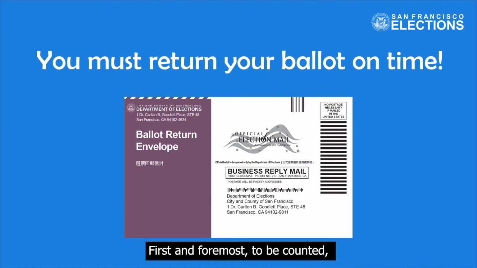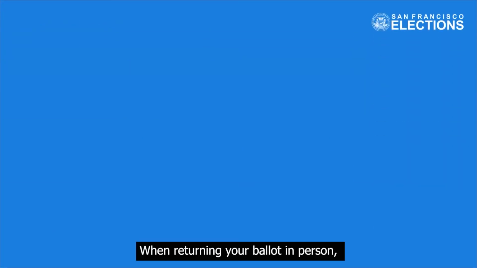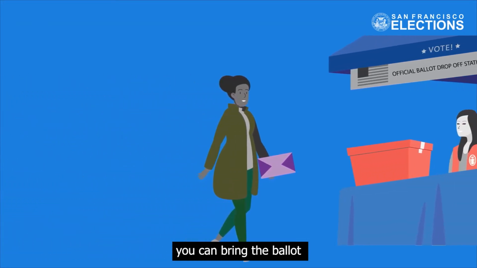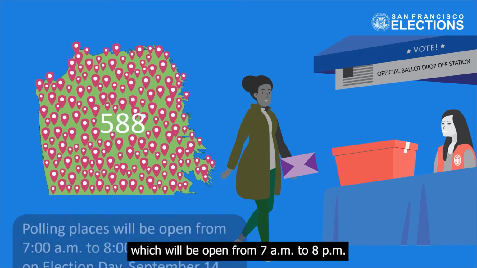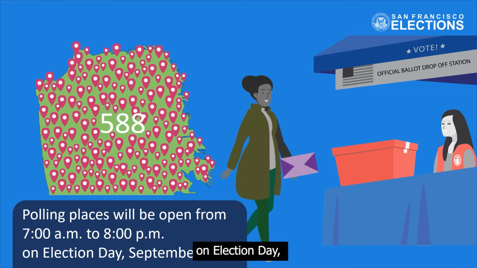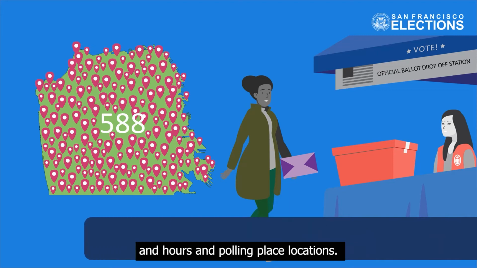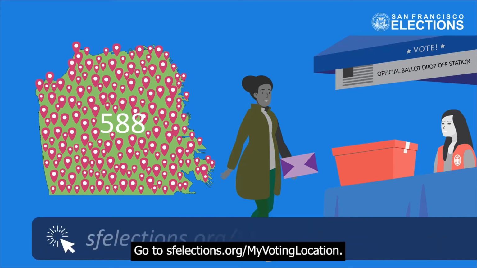First and foremost, to be counted, you must return your ballot on time. When returning your ballot by mail, make sure your ballot envelope is postmarked on or before September 14th. When returning your ballot in person, you can bring the ballot envelope to any ballot drop-off station before or on Election Day, or to one of the city's 588 polling places, which will be open from 7 a.m. to 8 p.m. on Election Day, September 14th. For drop-off station locations and hours and polling place locations, go to sfelections.org/myvotinglocation.